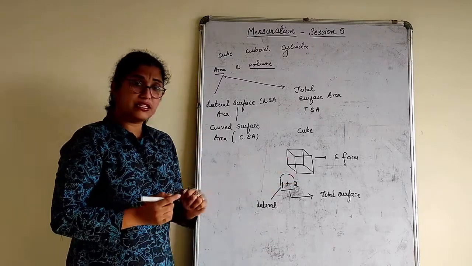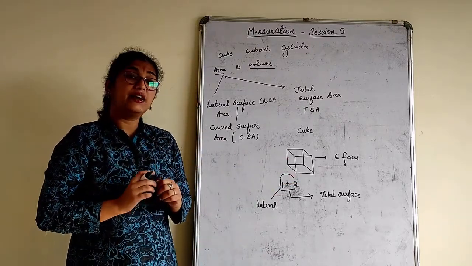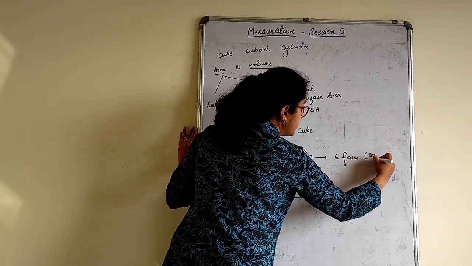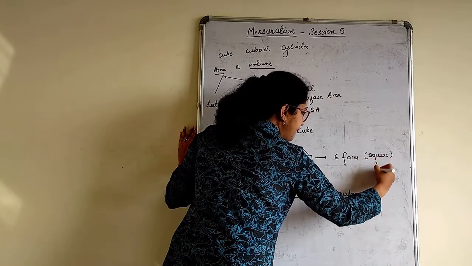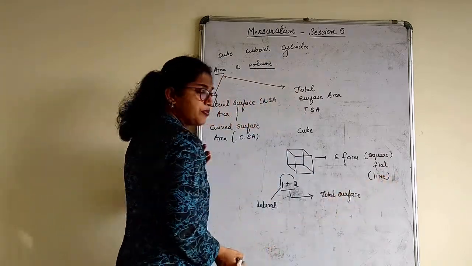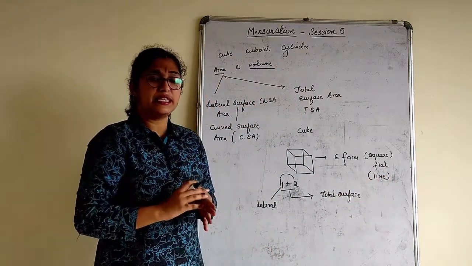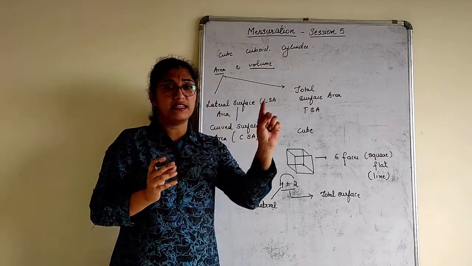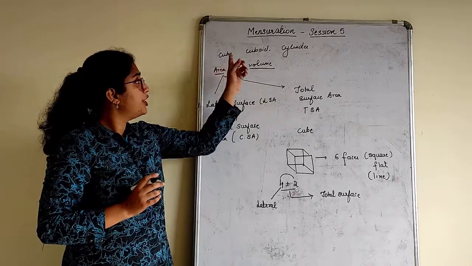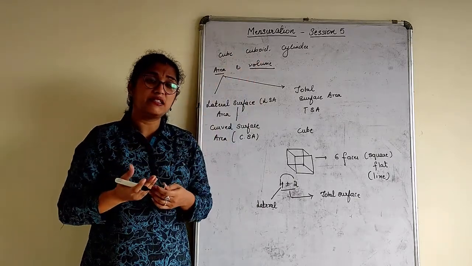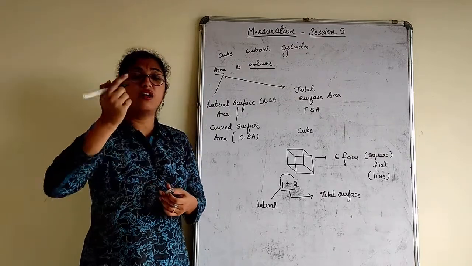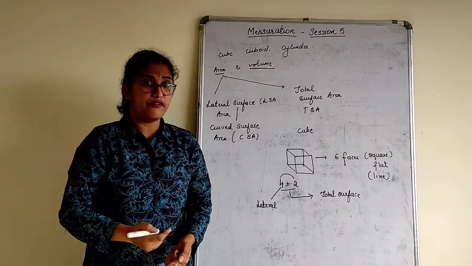Now for example, this is a cube. A cube has 6 faces. What is each face of a cube? Each face is nothing but a square. They are flat, that means they are joined by straight line segments. That is why we call it a lateral surface. A cuboid will also have the same thing. The lateral surface area is the 4 walls. The total surface area is 4 walls plus a roof and a floor.